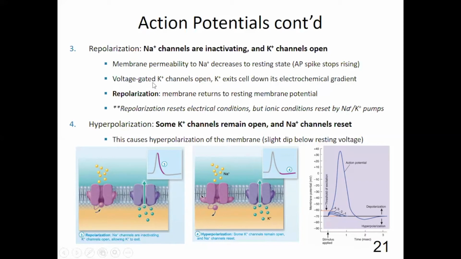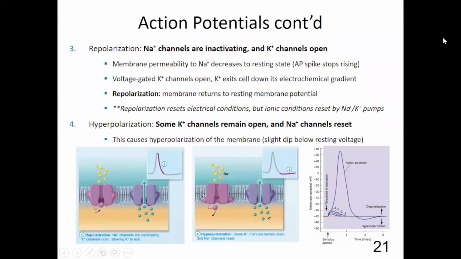When the voltage-gated potassium channels open, potassium will leave the cell. Again, potassium is highly concentrated inside the cell. So when a channel that is permeable to potassium opens, potassium will leave the cell. So this means that there are fewer positive charges inside the cell, and that causes the cell membrane potential to become more and more negative.